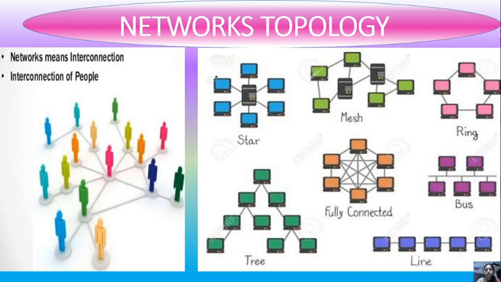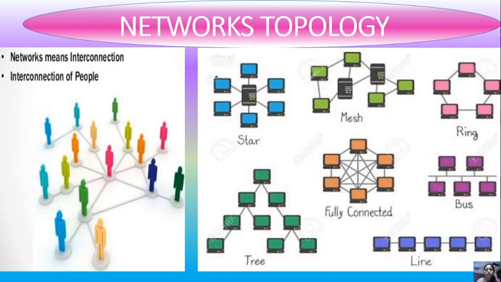So here you can see two images are given. On the left side you can see some people are connected in a pattern, in a way. So this is, we can say, an interconnection of people. People are connected together in a pattern. In the left side image you can see some people are connected with each other in a pattern, and it's an interconnection of people.